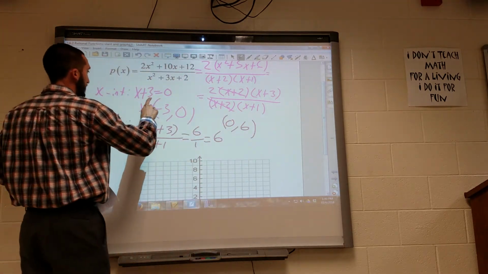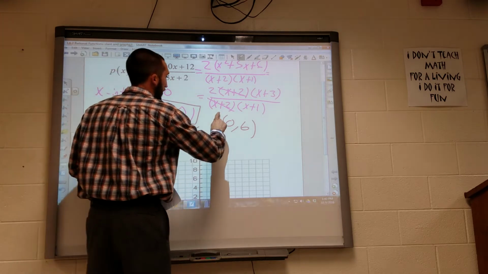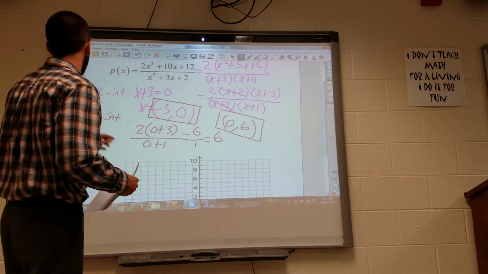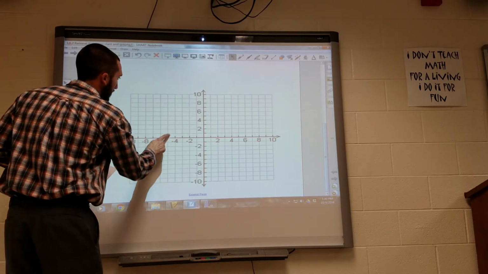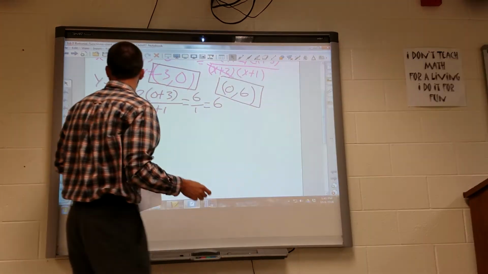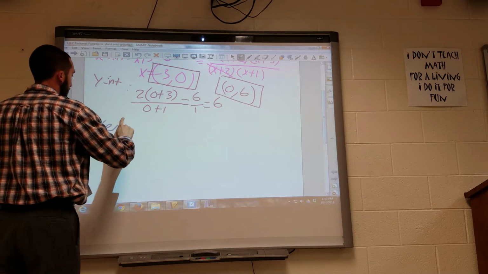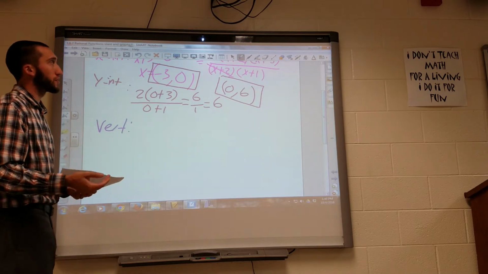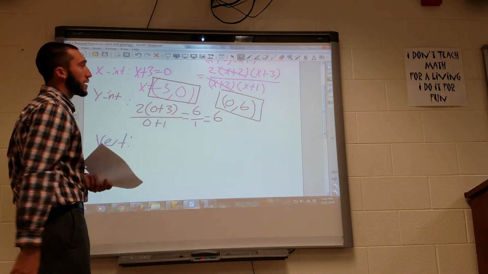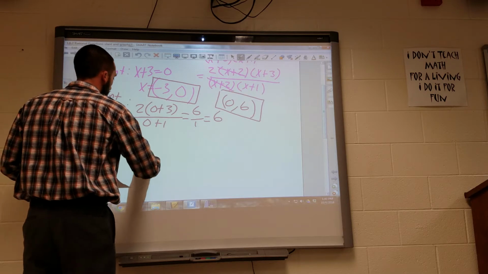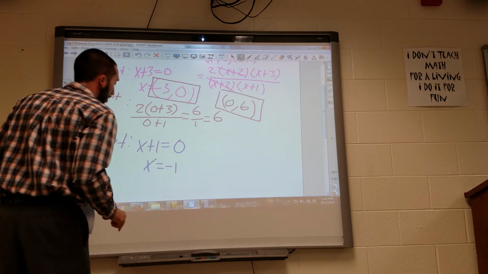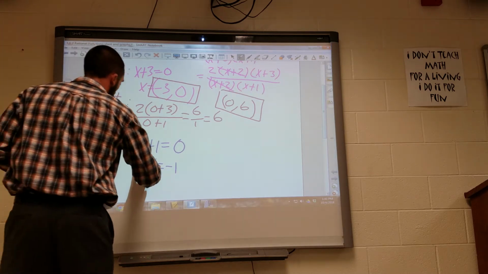So here I've got my x-intercept. Here I've got my y-intercept. Nothing new, we did that last lesson. Let me move this down a little bit. Next thing we have to do is find our asymptotes. So vertical asymptotes are the zeros of the denominator. Here we can see our factored form, and the only thing we have to worry about is the x plus 1. So that means our only vertical asymptote is x equals negative 1.